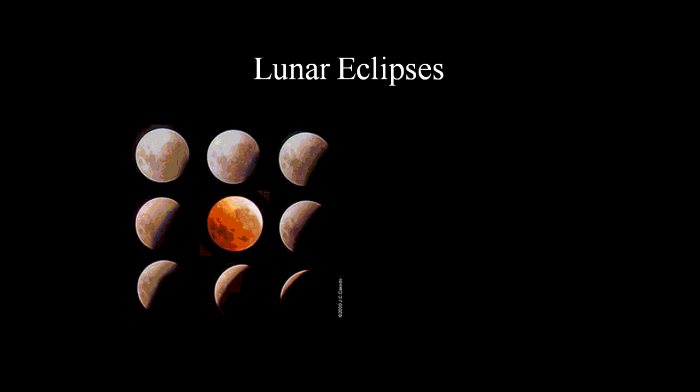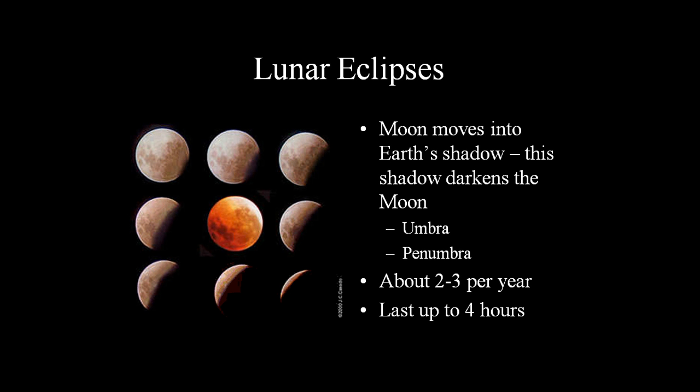Now, lunar eclipses. I'll talk about that briefly because I will talk about that later in another presentation. Now, this occurs when the moon moves into Earth's shadow. This shadow darkens the moon, forming these areas called the umbra and penumbra, which will be further discussed later on. There are about two or three of them that occur per year, and they last up to 4 hours. Lunar eclipses.